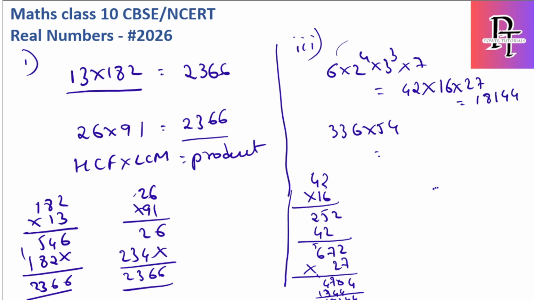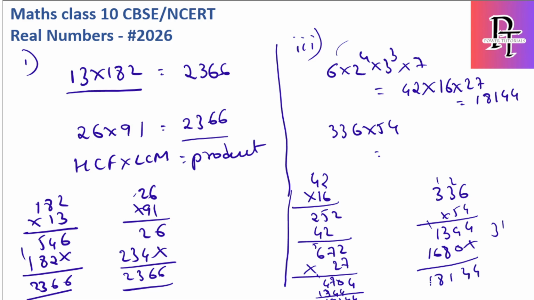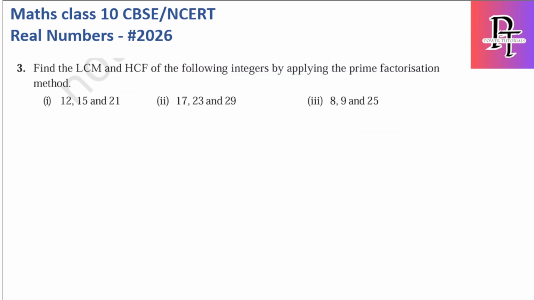Similarly, let's cross verify for these two. 336 54, 6 4 is 24, 2 3 6 is 12, 13 14, 1 3 3 is 4 3 is 12, 13, 5 6 is 33, 5 3 is 15, 6 17 18, 1 3 5 is 15, 16. So I got 4 4 1 8 1. See, I got the same answer, which is 18144. So for any two numbers, LCM into HCF is always equal to product of the numbers.